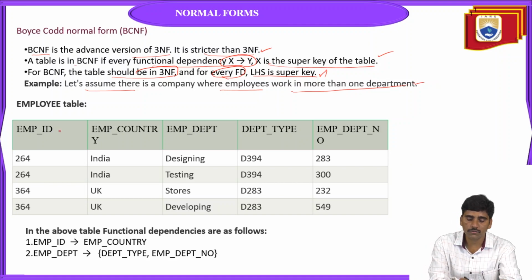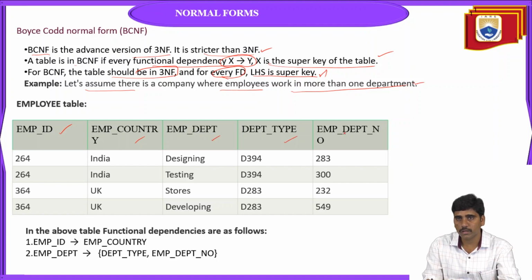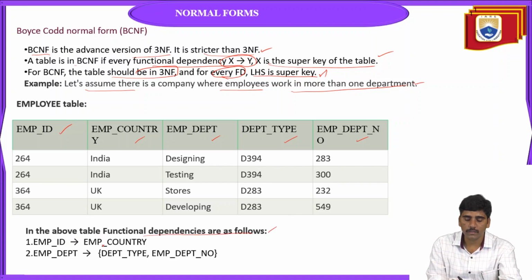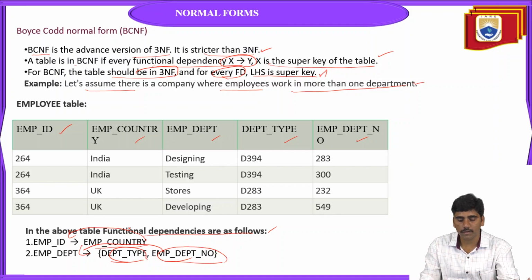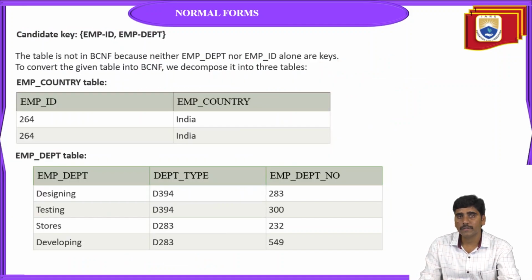So the employee table contains what? Employee ID, employee country, employee department, department type, and employee department number. So here the details will be employee ID, country, employee department, department type, employee department number. In the above table, the functional dependencies are as follows: employee ID determines employee country. So employee country is fully functionally dependent on employee ID. And similarly, department type and employee department number are both fully functionally dependent on employee department.